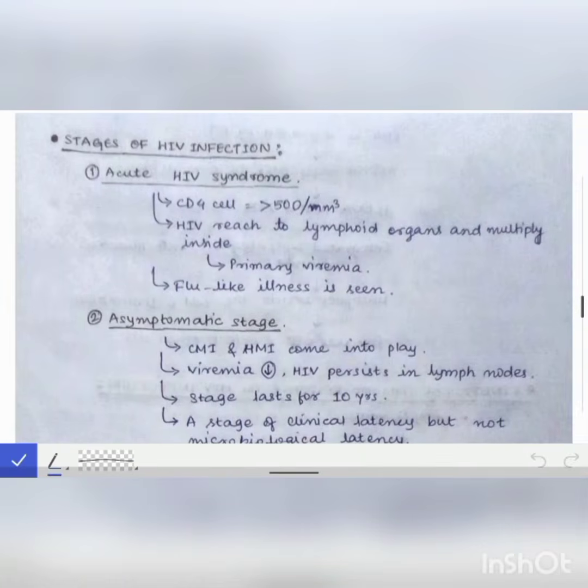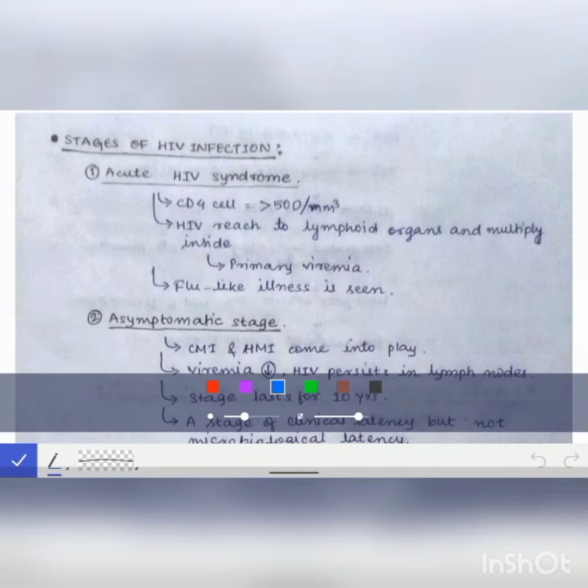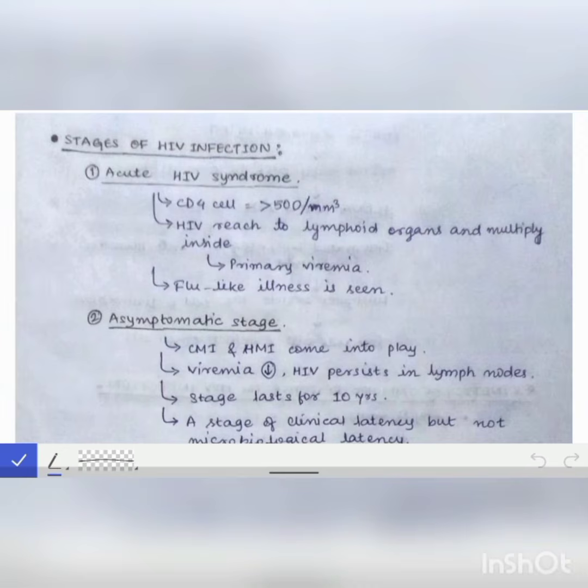Now coming to the stages of HIV infection, sometimes this is asked as short notes in university exams, like what are the stages of HIV infection. So there are a total of 5 stages of HIV infection, and we will read it in points so as to remember it for a longer duration.